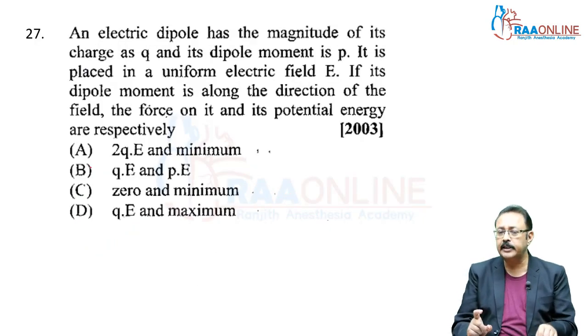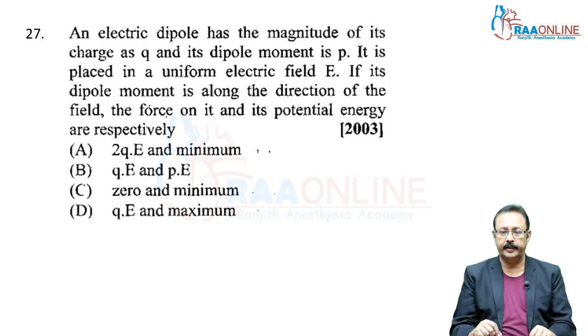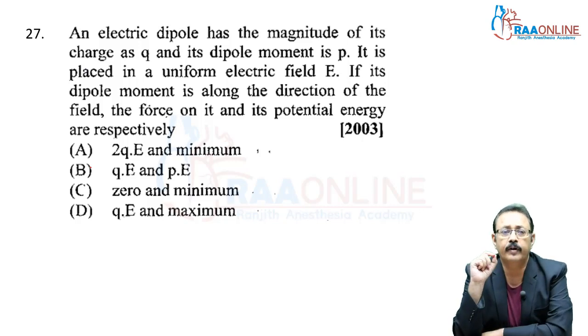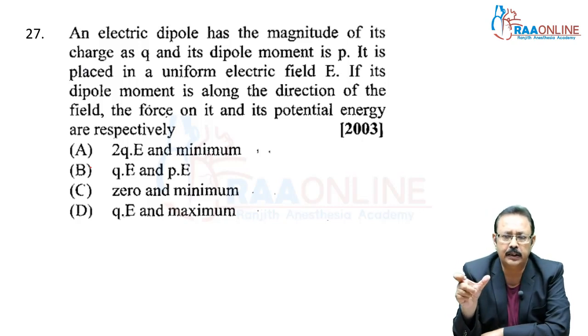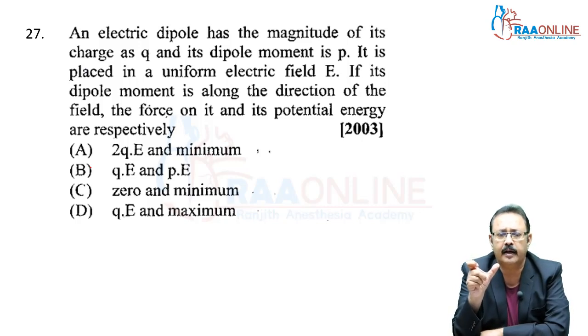Next, it is from 2003 AIPMT. What is the problem? An electric dipole has the magnitude of its charge as q and its dipole moment is p. It is placed in a uniform electric field E. If its dipole moment is along the direction of the field, the force on it and its potential energy are respectively.